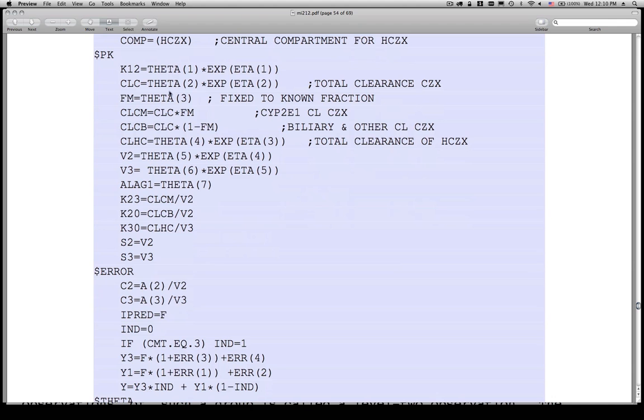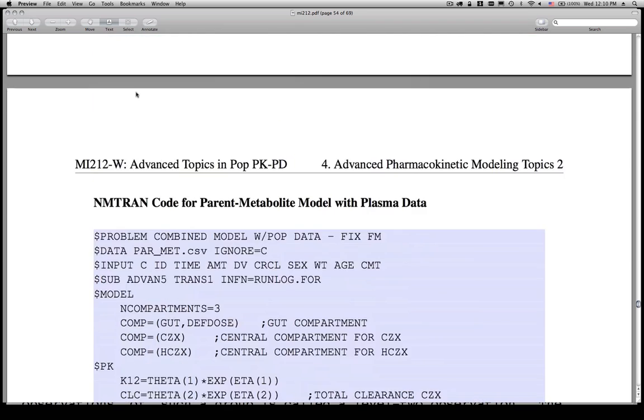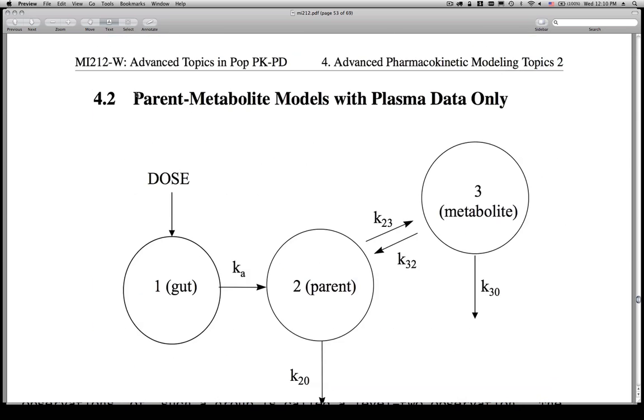Let's look at the structure of the model then. So we have the microconstants set up. By specifying these microconstants, we've created the model structure I just showed you in the slide above. But we're going to now convert that to parameters that are physiologic, such as clearances and volumes. So first, we're going to talk about the total clearance of chlorzoxazone. That's the parent drug.